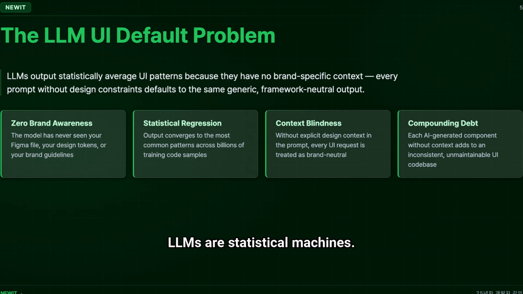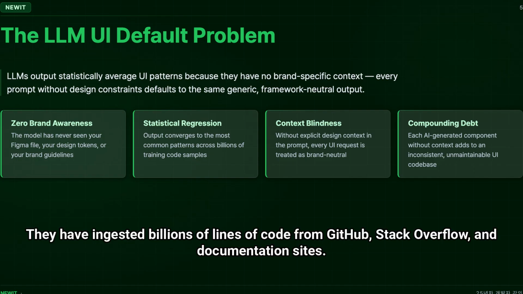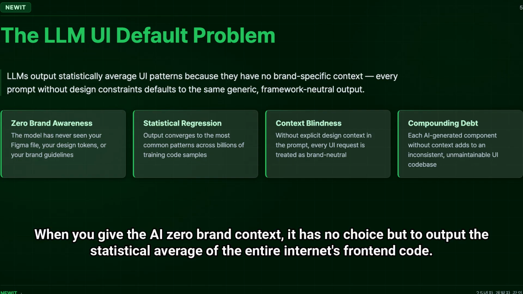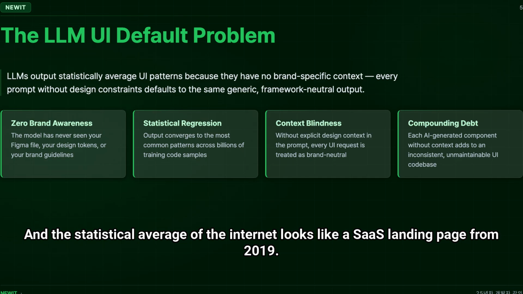LLMs are statistical machines. They have ingested billions of lines of code from GitHub, Stack Overflow, and documentation sites. The most common UI patterns in that training data: generic, framework default, brand-neutral components. When you give the AI no brand context, it has no choice but to output the statistical average of the entire internet's front-end code. And the statistical average of the internet looks like a Bootstrap landing page.